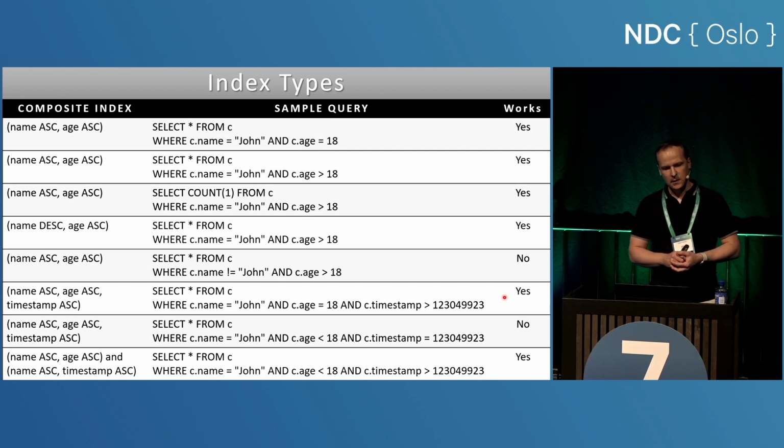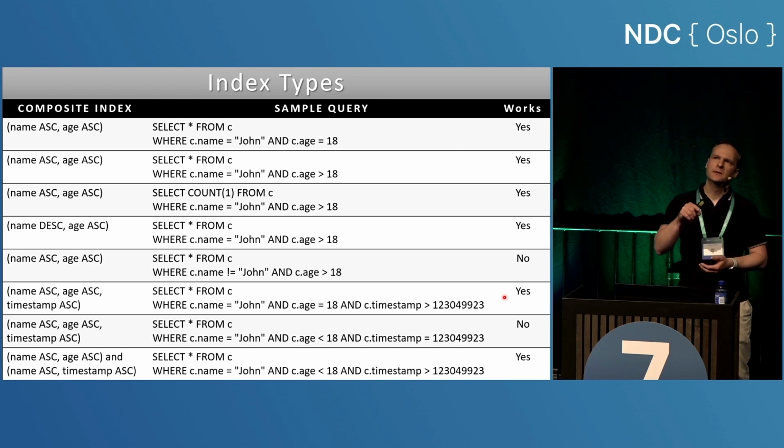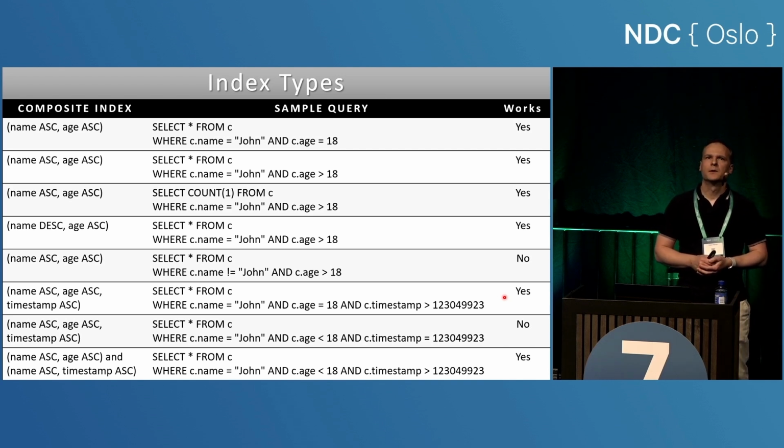Then we have the last 3 ones here. Looks like we actually have 3 filters this time. The first one works fine because everything is in order, and the range filter is the last one. But if you look at the one in the middle, this one doesn't want to work because the range filter is in the middle. And because of that, Cosmos DB is not going to use the composite index.